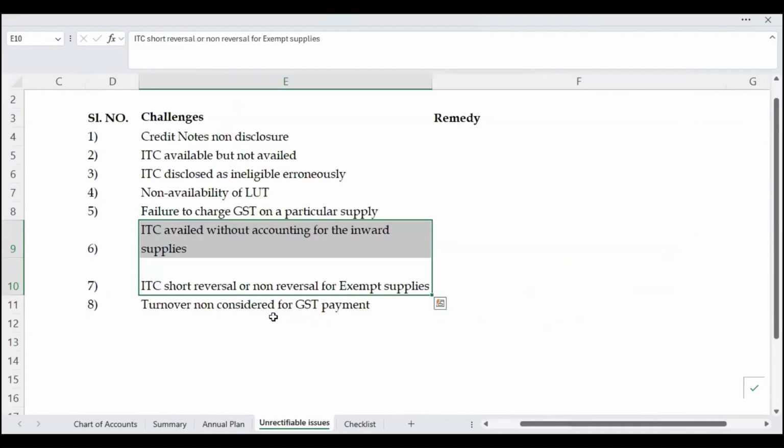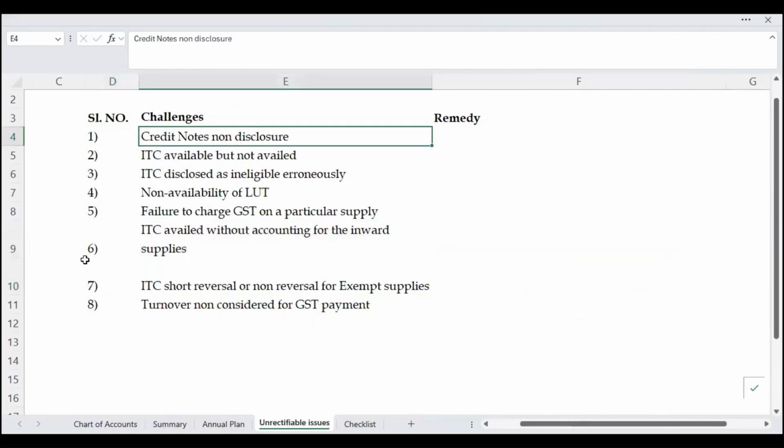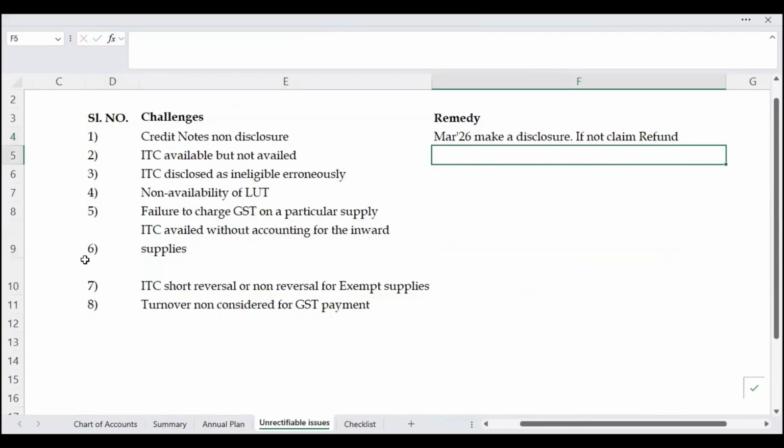Then unrectifiable issues, like those you come across in the reconciliation. Credit notes I have accounted in books but not shown in GSTR-3B: in March 26, make a disclosure. If not, claim a refund. That means, sir, I have issued a tax invoice. After 2 months, I issued a credit note. This credit note came in GSTR-1, but not in 3B. Why not 3B? Sir, I should have a turnover to adjust.